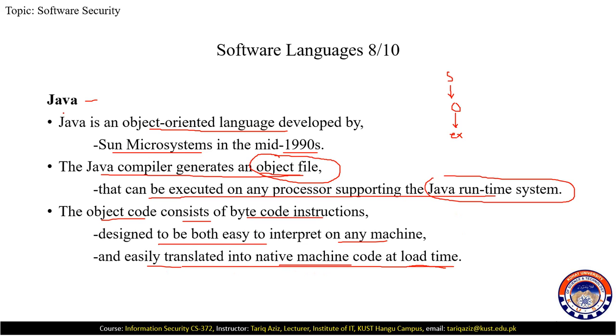So we say that Java is a platform independent language. Why? Because all it needs is the JVM, the Java Virtual Machine, or we can say the Java Runtime System. On any platform, if you have the JVM, then this object file will be executed on that machine because of the JVM. Any operating system that has the JVM can execute the object file. That's why Java is called a platform independent language.